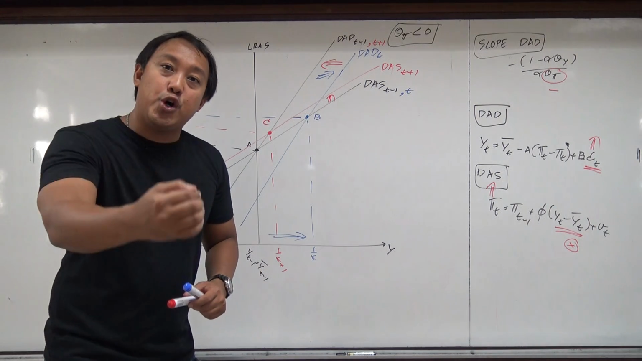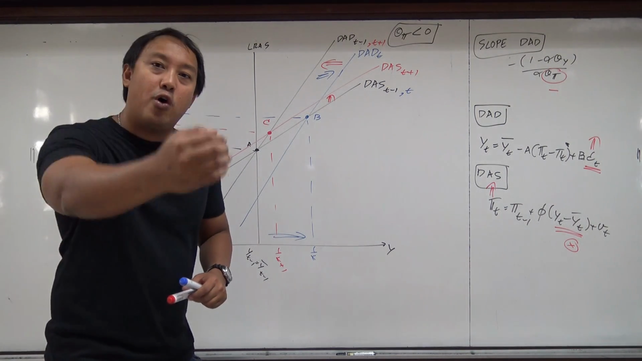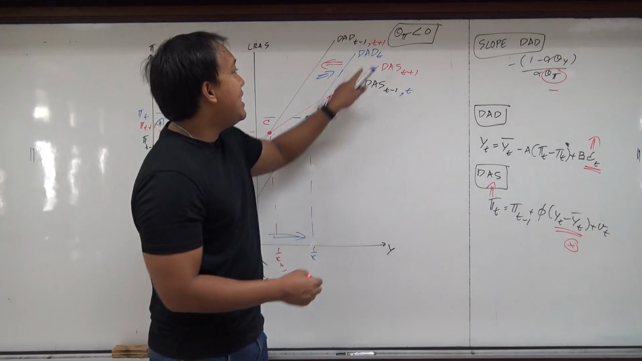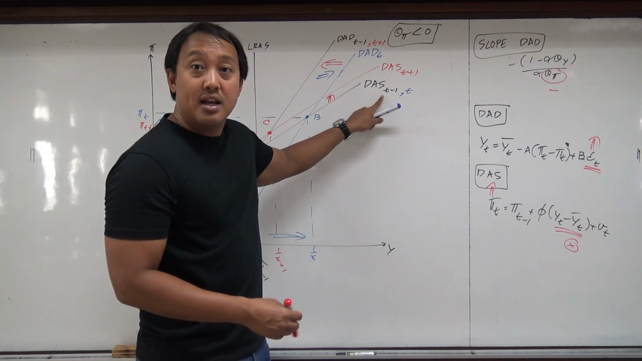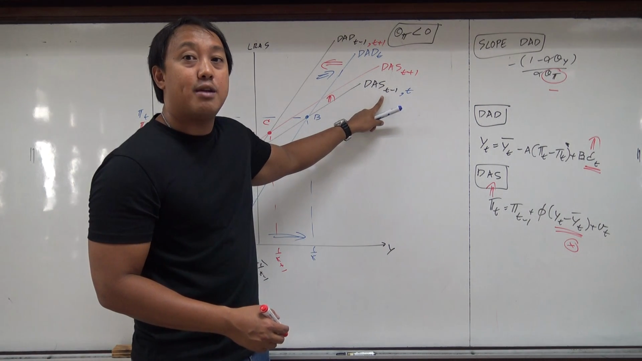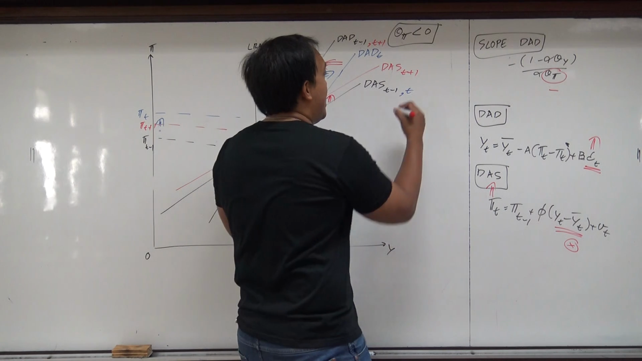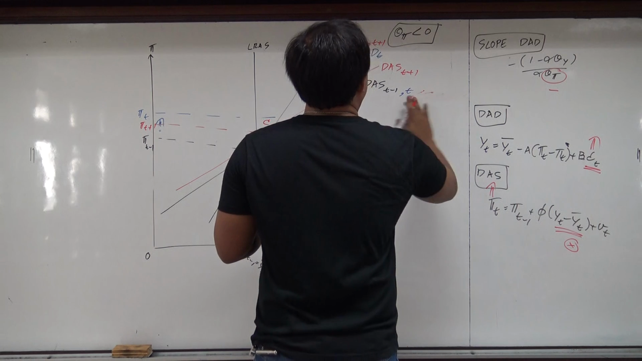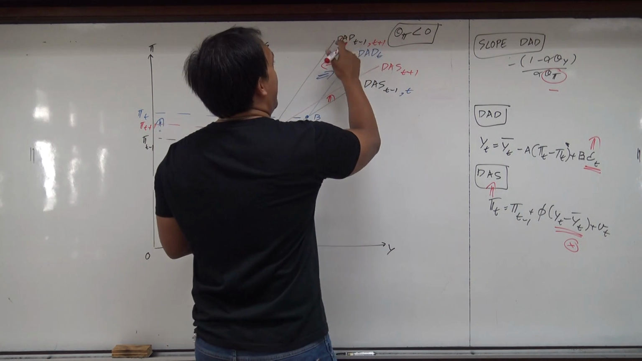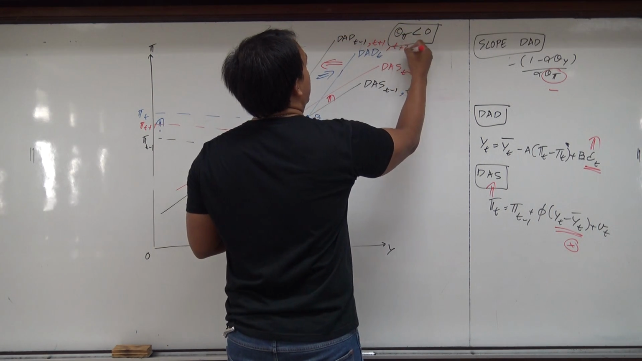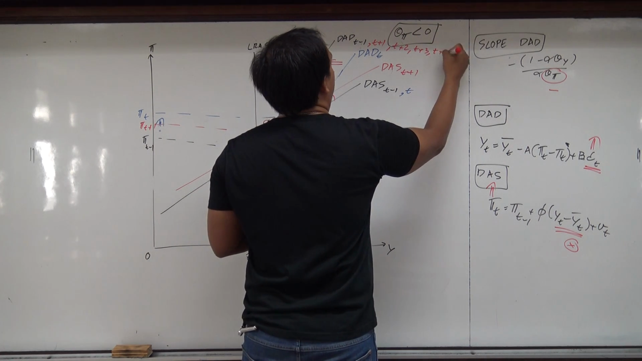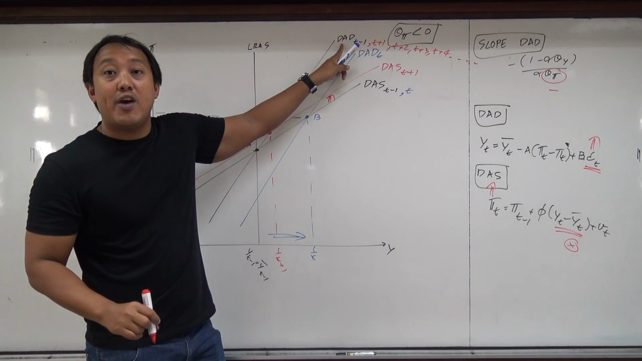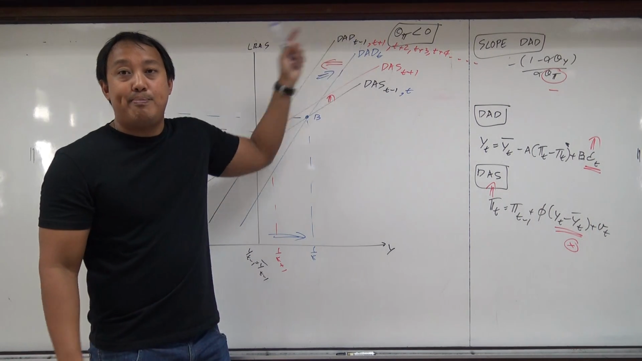How about t plus 2, t plus 3, t plus 4, t plus 5? No more demand shock. So DAD is going to be the old curve here, the black curve. You're going to put a comma, t plus 2, t plus 3, t plus 4 forever. DAD goes back to the left and stays here forever because we have no more demand shock.